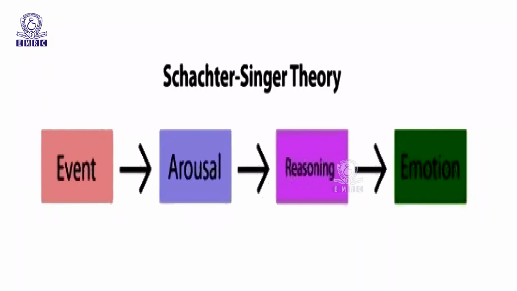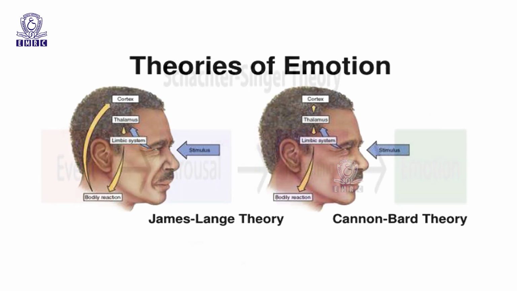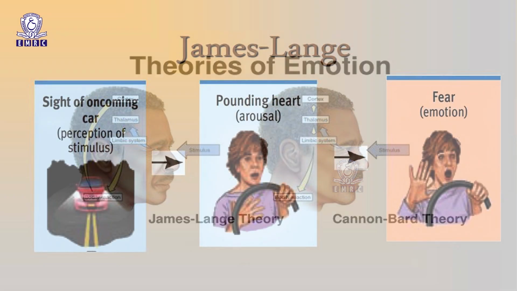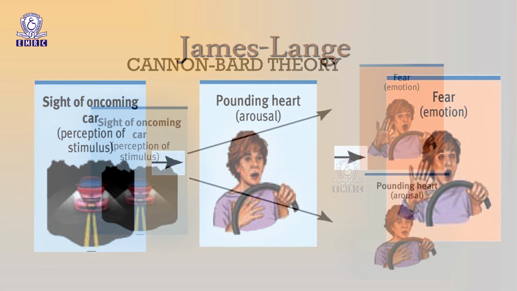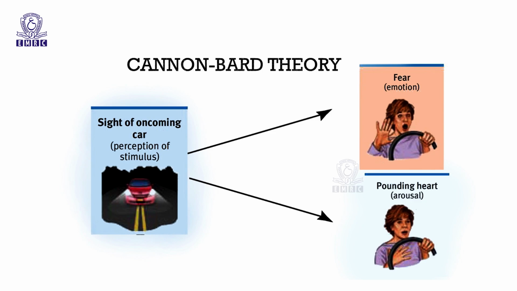Prior to the development of Schachter and Singer's two-factor theory, two of the main theories of emotion were James-Lange theory and Cannon-Bard theory, where James-Lange theory stated that emotions are the result of physiological responses in the body, while the Cannon-Bard theory stated that physiological responses and emotional responses occur at the same time.